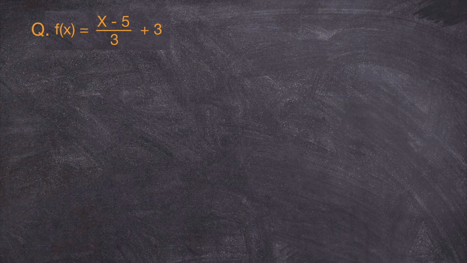Okay, I have f of x is equal to (x minus 5) over 3 plus 3. Now, I want to show you my 4 steps that you need to follow in order to take an inverse of any given function. I'm going to write it on the slide on the upper right corner so that we can come back to it when we need to. So first step is to replace f of x with y.